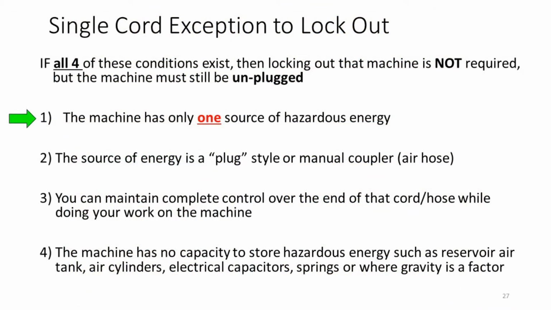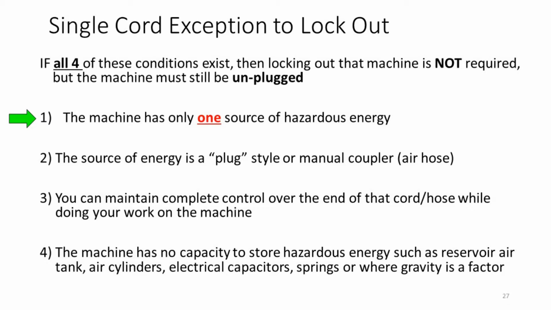There's usually an exception to every rule, and lockout is no exception to the exception. Sound confusing? Unfortunately, there's a fair amount of confusion throughout industry about this exception to lockout. OSHA does allow exceptions to the lockout rule, meaning you don't have to lock it out, but only if these four conditions exist simultaneously. Number one, the machine has only one source of hazardous energy.